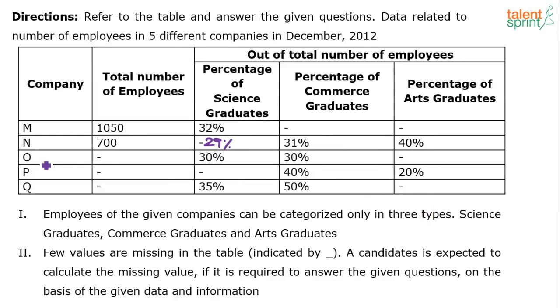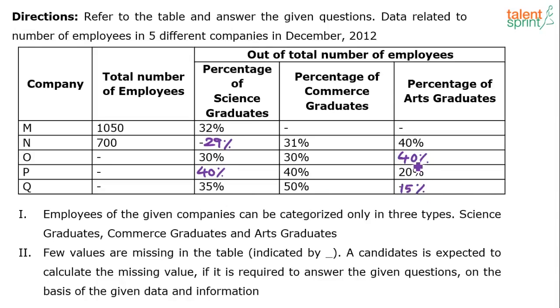Similarly, if you look at company O, while we do not know the total number of employees, I know that 30% are science, 30% are commerce graduates. So the balance 40% have to be arts graduates. 30 plus 30 plus 40 is 100. Similarly, if this is 40 plus 20, 60, so this has to be 40. This is 35 plus 50, 85. So this has to be 15.